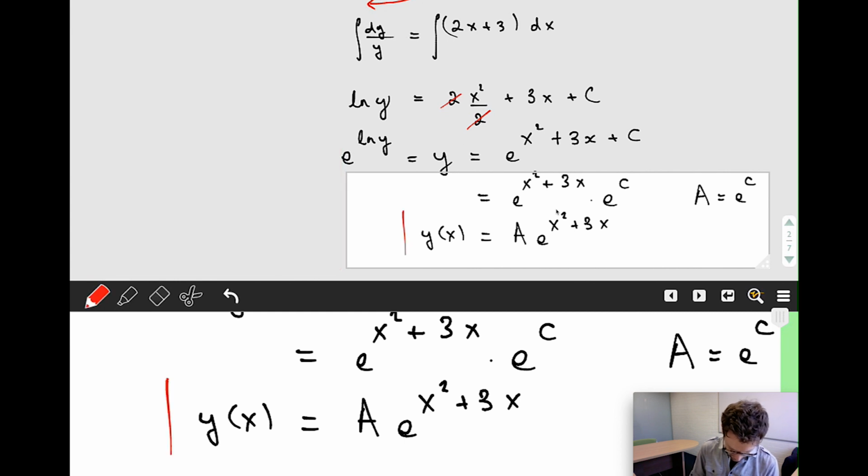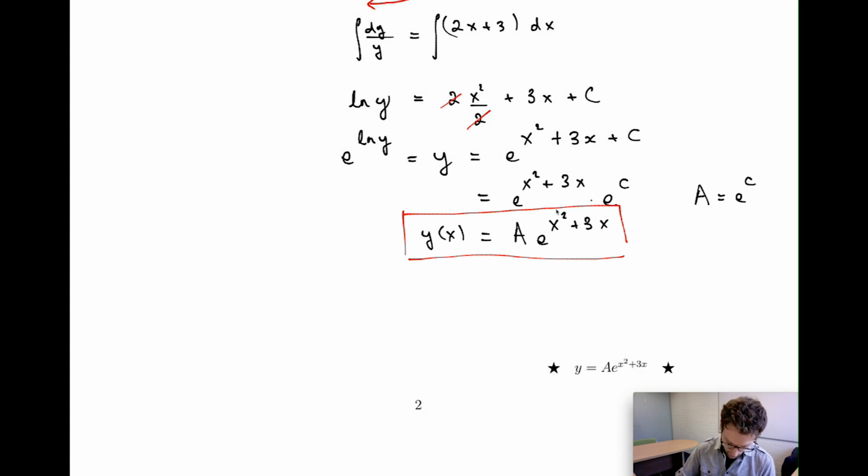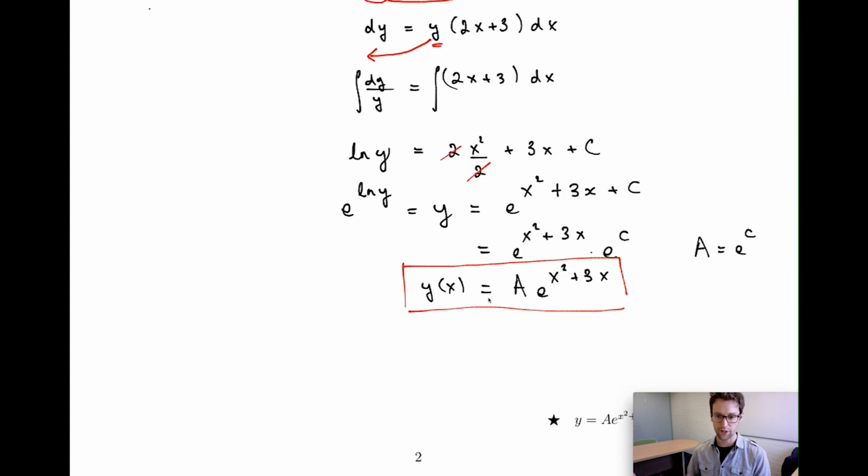So here's my solution, and you notice that the constant of integration is actually appearing in the form of a multiplicative constant, a multiplied by e to the x squared plus 3x. And that can happen, and indeed it happens quite often, that I get a multiplicative constant of integration, not an additive constant. And that's basically because there's some sort of hidden exponential that's happened.